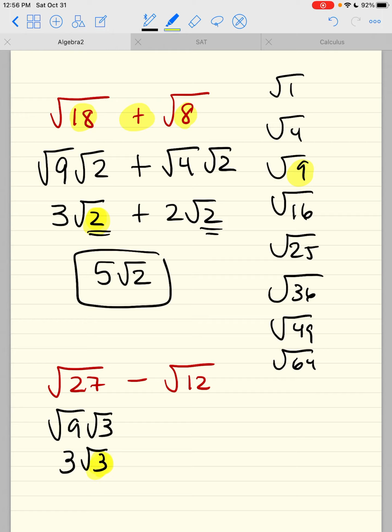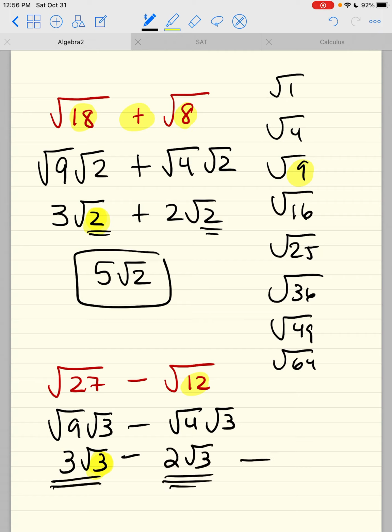You want to try to get a 3 out of this in order for you to add it. So the square root of 12 is 4 times 3. Put the number that's going to come out of the square root first. Okay? 3 rad 3 minus 2 rad 3 makes 1 rad 3. And that's pretty much how you do it.